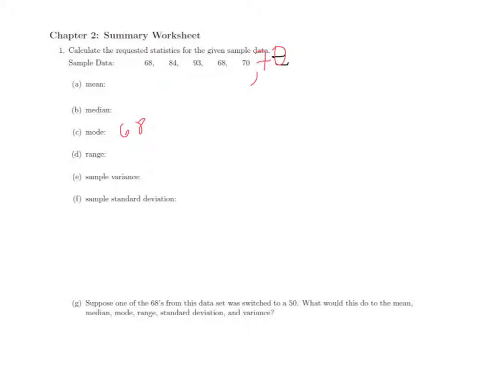To find the range, it's just the max number minus the min number. In this case, we've got a maximum of 93 and a minimum of 68. We'll subtract those, and that'll be the range.